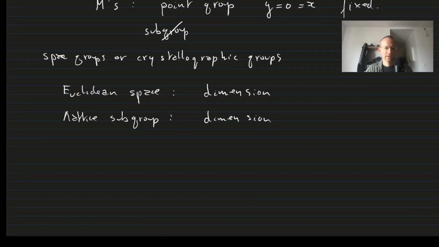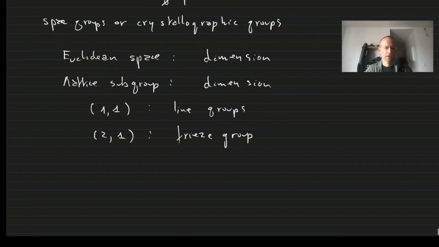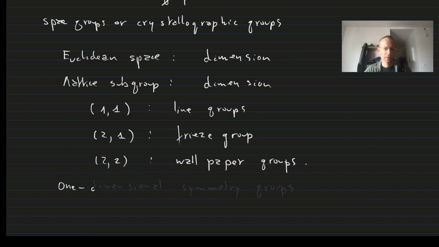So the simplest case is a 1,1 space group, which are called line groups. Then we can have, for instance, in 2 dimensions with a 1-dimensional lattice, what we will call a frieze group. This is a symmetry of a frieze. And then, for instance, 2,2 are called wallpaper groups, and so on. Of course, the case of 3-dimensional space is particularly interesting, but we won't get there today. Here we'll discuss 1-dimensional symmetry groups. And there are basically 4 kinds.